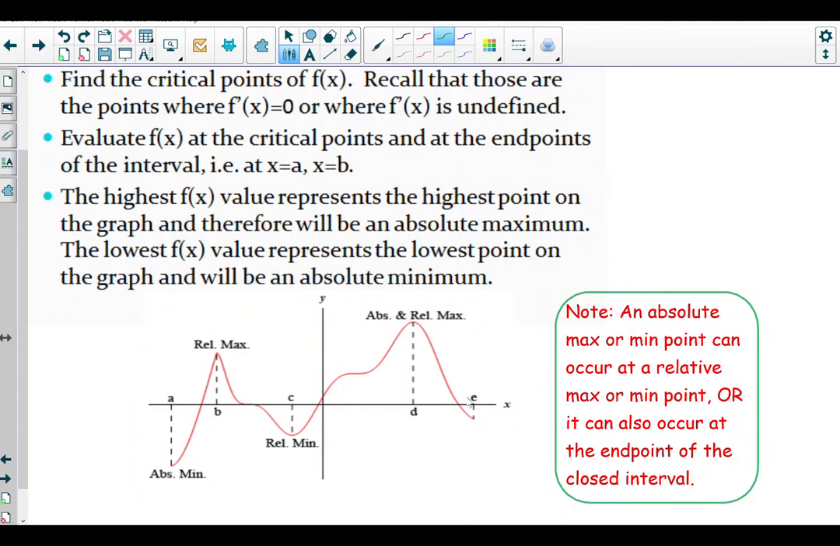So this is going from A to E. In addition to local max and local minimums, or the critical points, you should also take your endpoints such as A and E and substitute everything into the original function. So you're going to evaluate the original function at the critical points as well as at the endpoints, because an absolute max or min can occur at an endpoint or it can occur at a critical point. So you want to consider all of those options, and then the highest f of x value is your absolute max, the lowest f of x value is your absolute minimum.